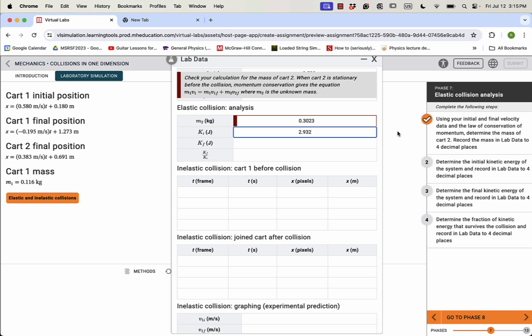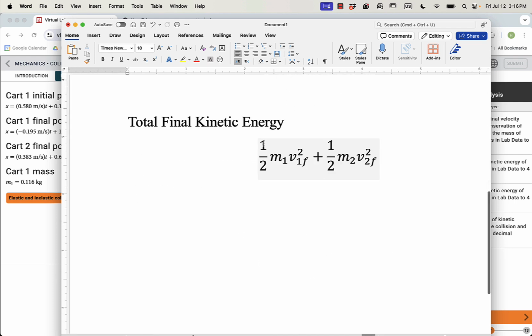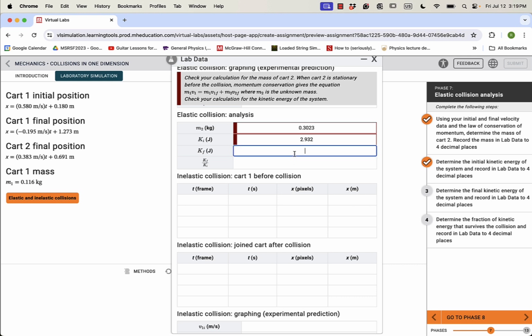And then next thing is determine the final kinetic energy of the system and record in lab data to 4 decimal places. You will need to find the final kinetic energy just like before. This is the final kinetic energy, 1/2 m1 v1f squared plus 1/2 m2 v2f squared. You know the values for all these variables, mass 1 and mass 2, and final velocity of 1 and final velocity of 2, which is this one and this one. Using that, you can find the total final kinetic energy, and then you can put the values here.